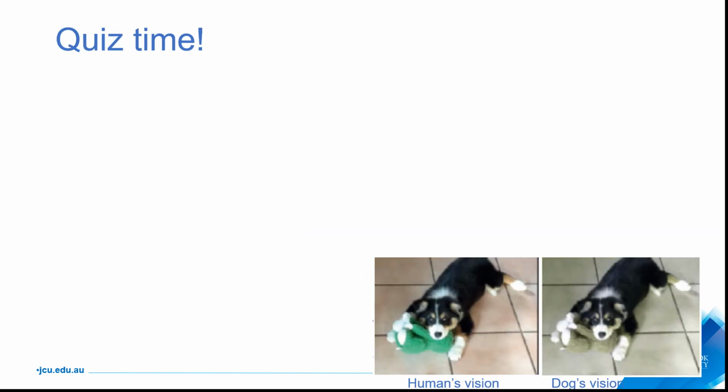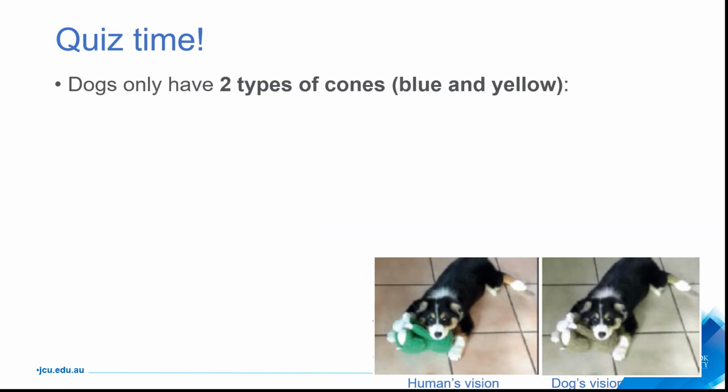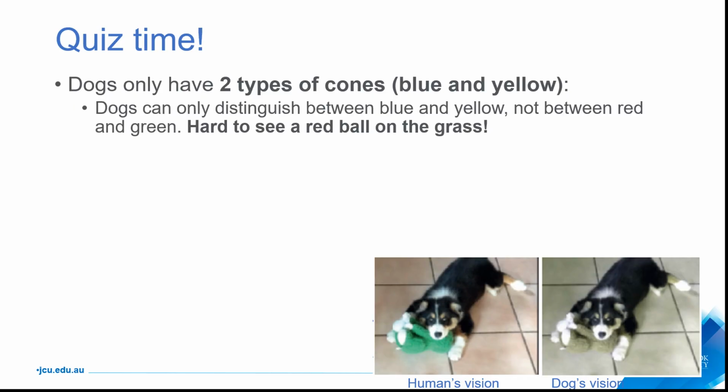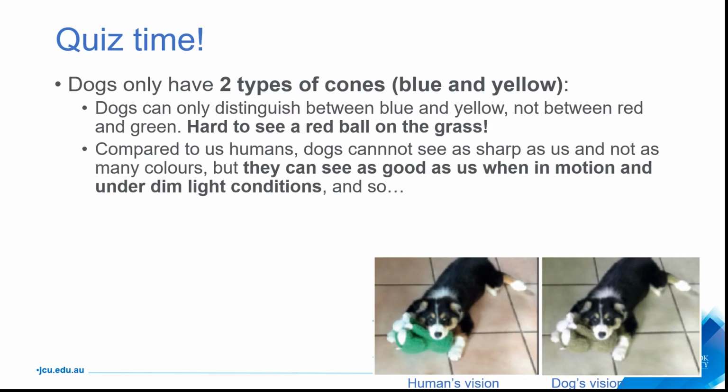Okay, so quiz time. So we have a dog. Take note, this is very important information. Dogs only have 2 types of cones, blue and yellow. Consequently, our pet dogs essentially suffer from red-green color blindness. So it's very hard for them to see a red ball on the grass. They cannot see as sharp as us, and not so many colors. They can be as good as us when in motion and under dim light conditions.